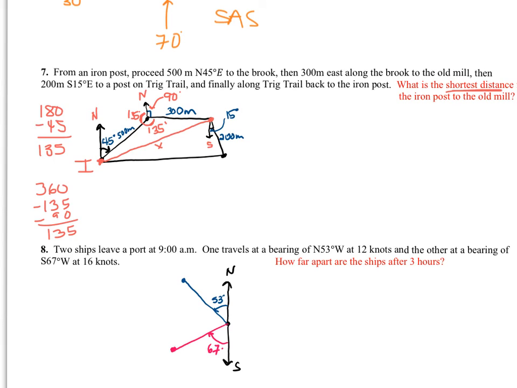Once you know that, I hope this sounds really familiar to you by now. This is going to be side angle side with the 500, the 135, and the 300, and we're trying to find the length of the side opposite that 135. Again, because of SAS, we will apply law of cosines. See if you can set up that formula to solve.